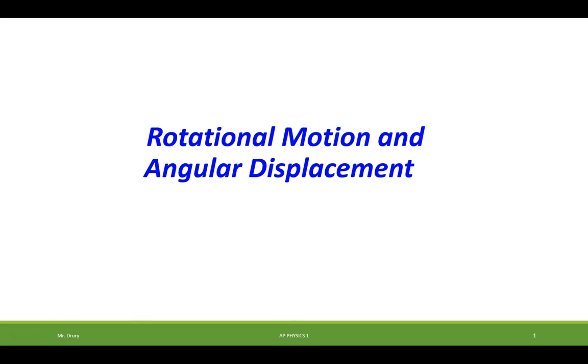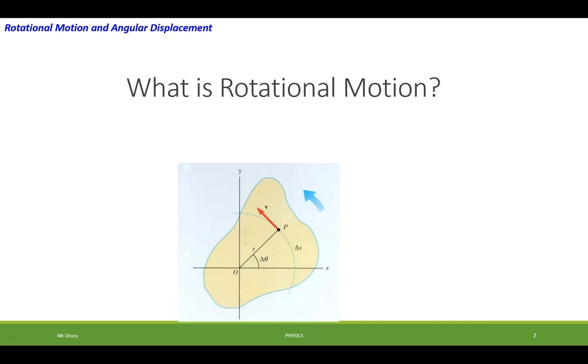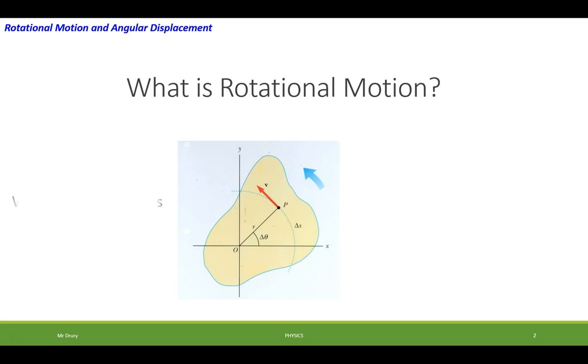Today we'll be talking about rotational motion and angular displacement. So what is rotational motion? Well, basically you have an object that spins. It rotates around some central axis.